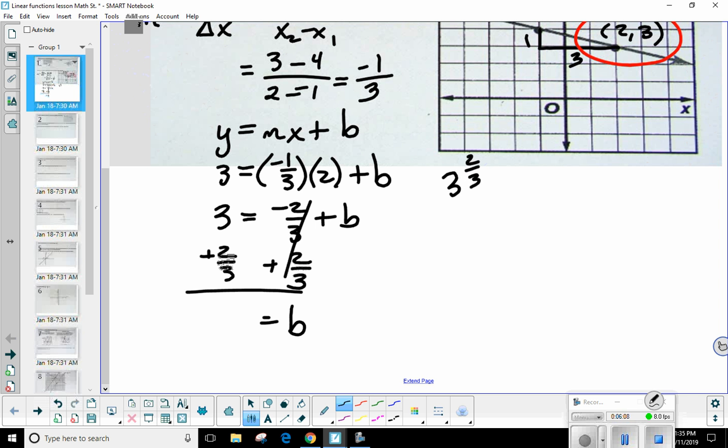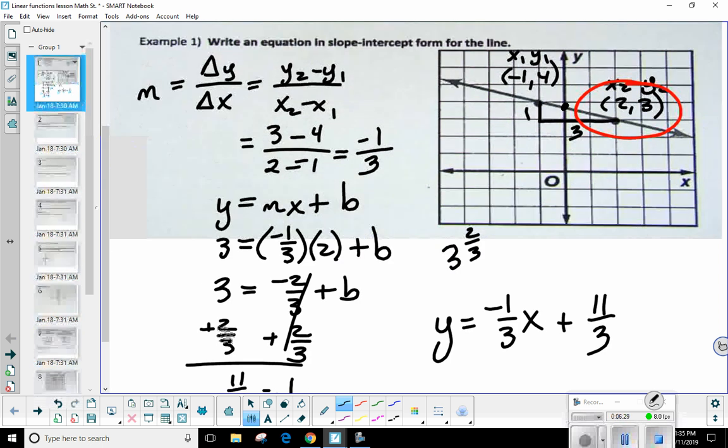Do you guys remember how to convert that? Start with the denominator, then you multiply, and do what with the numerator? Add it. Okay, good. So let's say 11/3. All right, now we just need to write out my equation. So y is equal to -1/3 x, that was the slope we found, plus 11/3. So that should be that coordinate right there. That should be 0, 11/3.